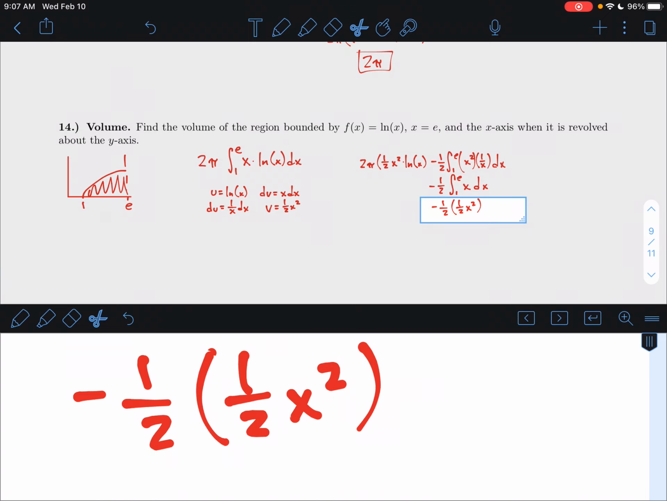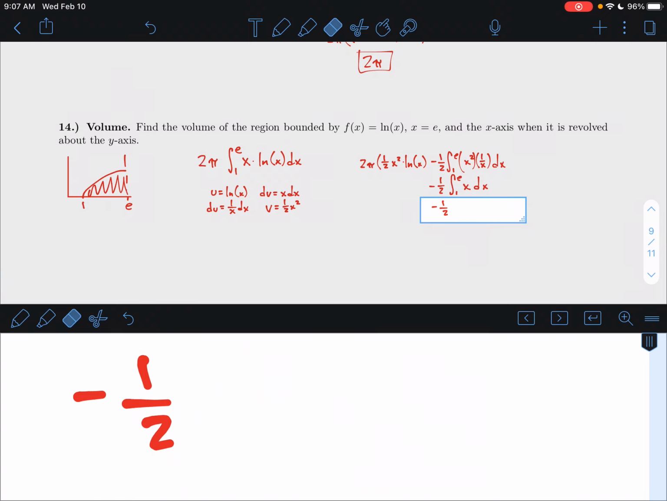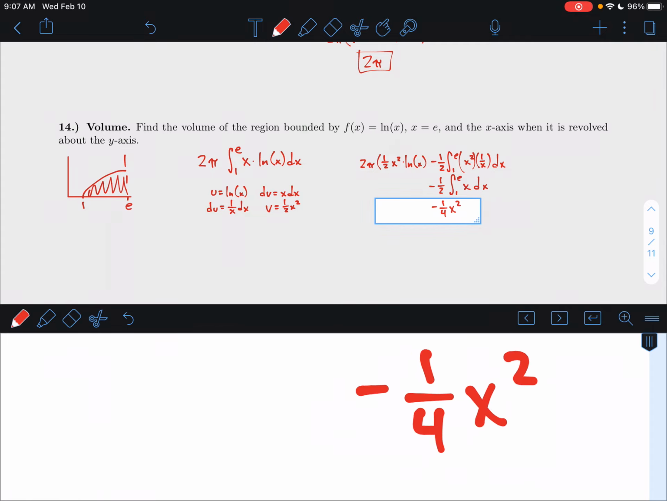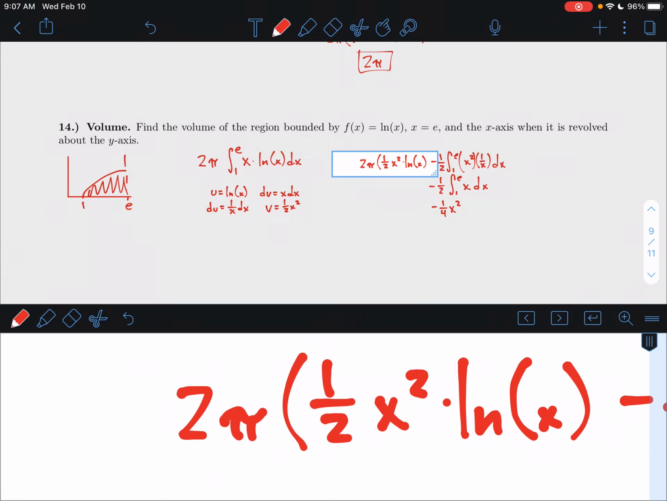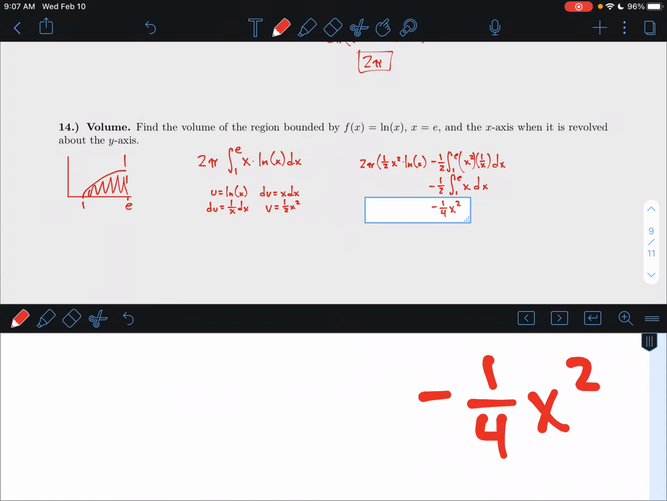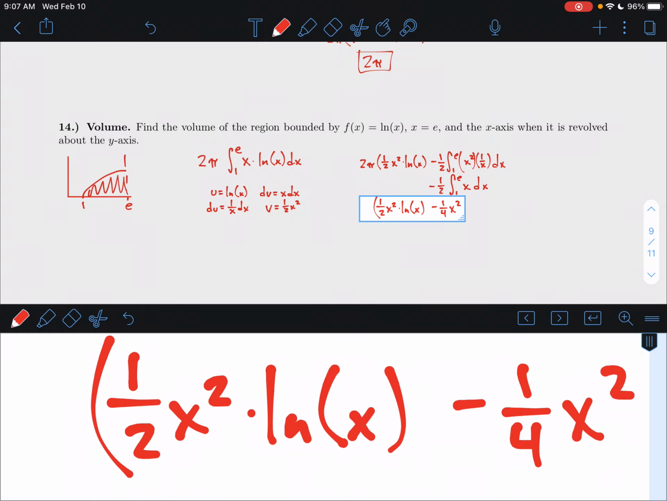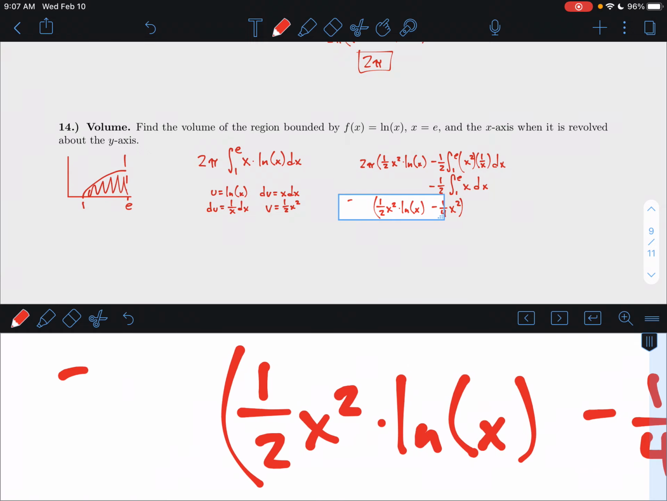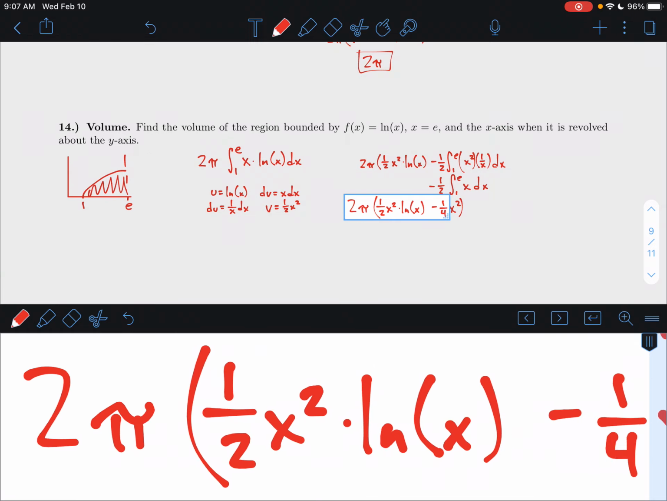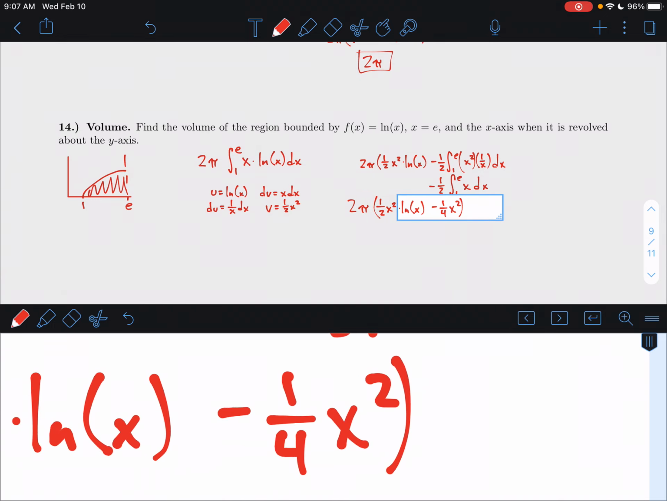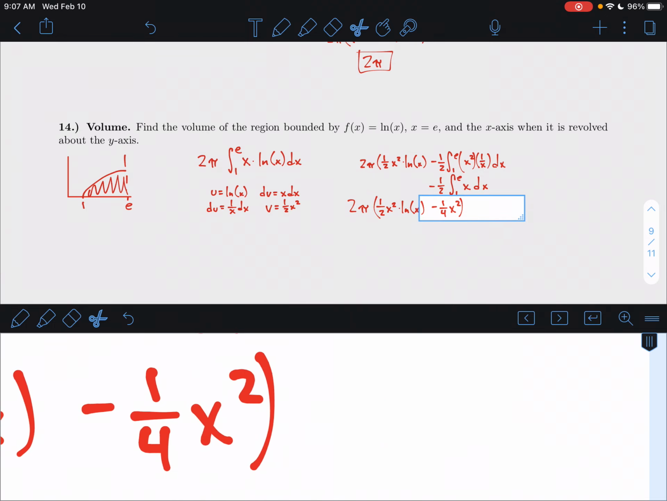Ooh, dang it. I keep using that scissor tool instead of the eraser. So negative 1/4 x squared. And then I had this other part that I had to add in, that 1/2 x squared times the natural log of x. And I can't forget that 2 pi. And I'm evaluating this from 1 to e.